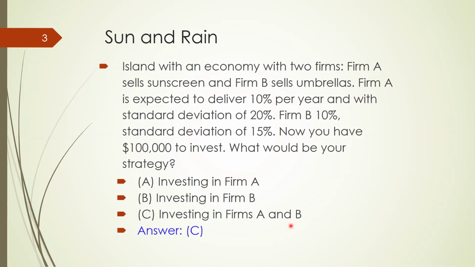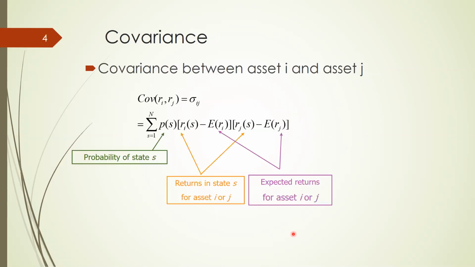This lecture will show you that it is better to invest in C, which is a combination of the two firms, because the strategy will allow us to maintain the expected return of 10% for the portfolio while reducing the standard deviation of the portfolio to below the lowest of the two firms, standard deviation 15%. So we'll show why that is the case throughout this lecture.